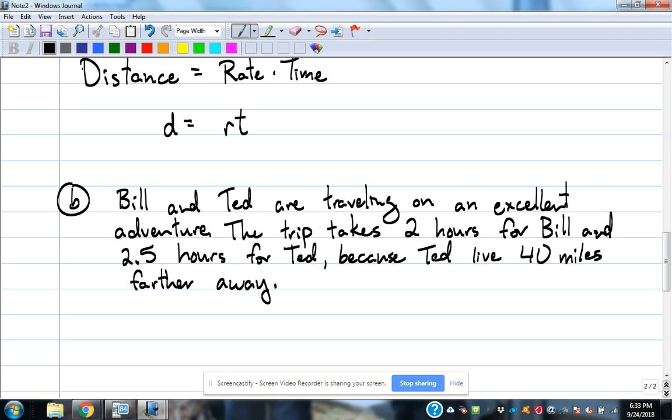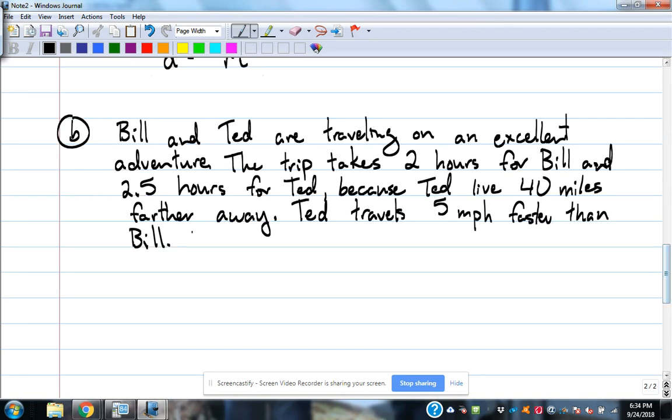So, trip takes 2 hours for Bill, 2.5 hours for Ted, because Ted lives 40 miles further away. Okay? Then we know this. Ted travels 5 miles per hour faster than Bill. We want to find each person's average rate of speed.